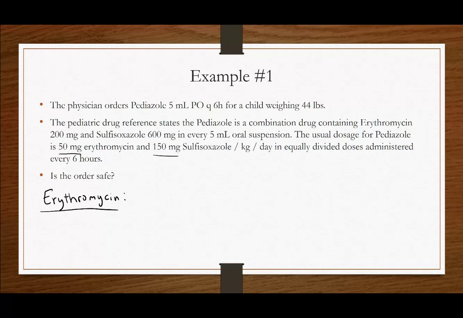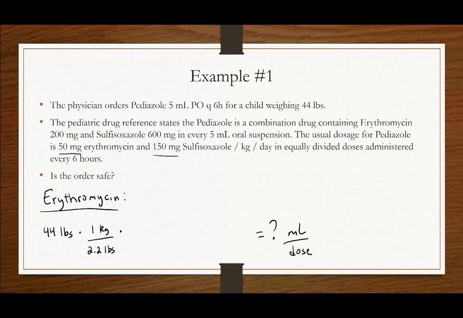In our computation, we need to determine if the order is safe. So what we'll define here as our desired unit is the milliliters given per dose. The first thing we'll do for our calculation is to convert the patient weight to kilograms. So our patient is 44 pounds. We can convert, as we usually do, with our conversion of 1 kilogram per 2.2 pounds. Next, we'll need to include the erythromycin standard, which is 50 milligrams per kilogram per day.